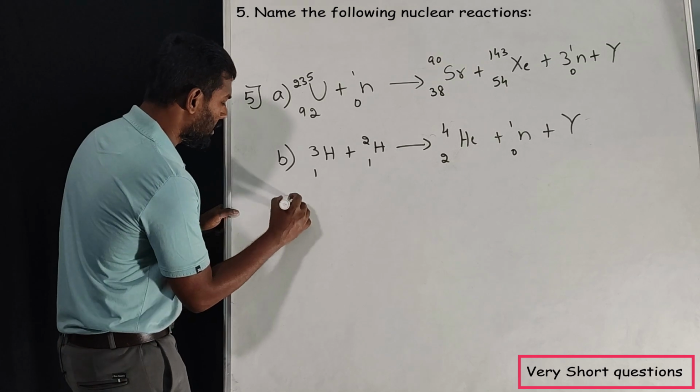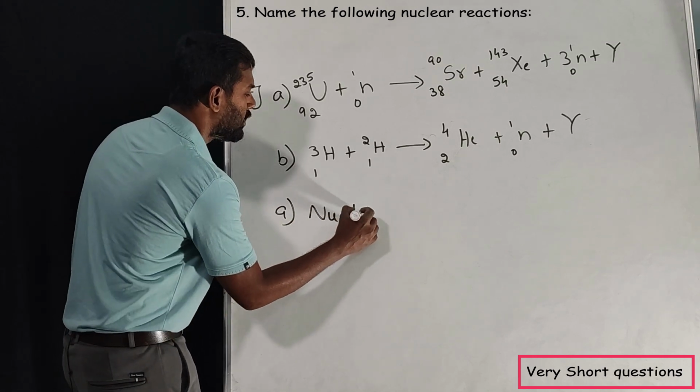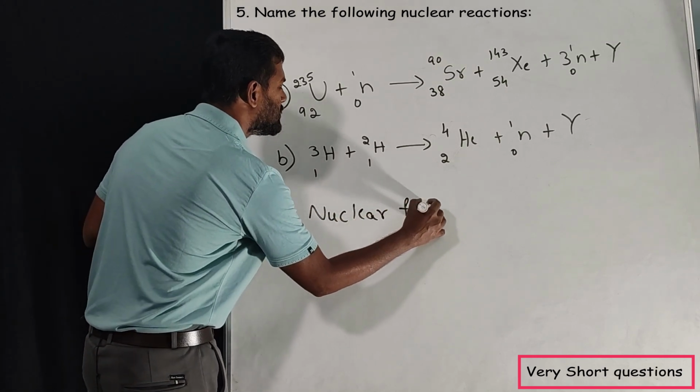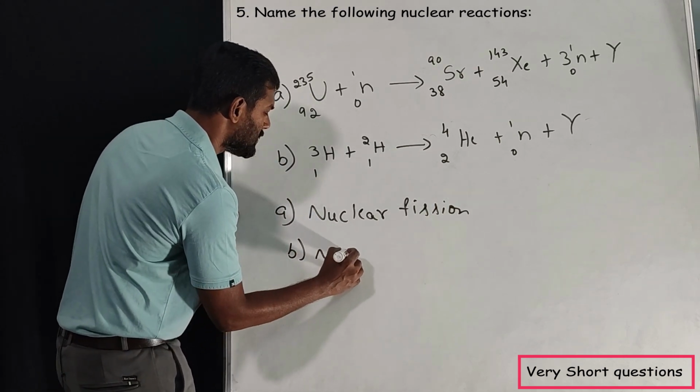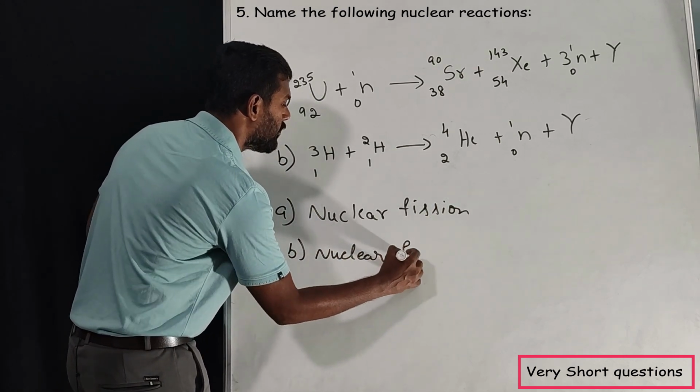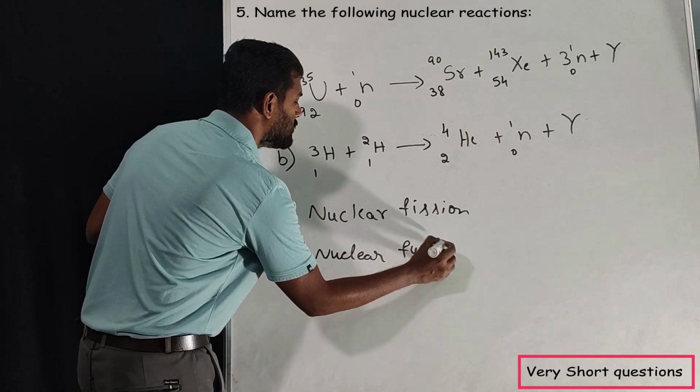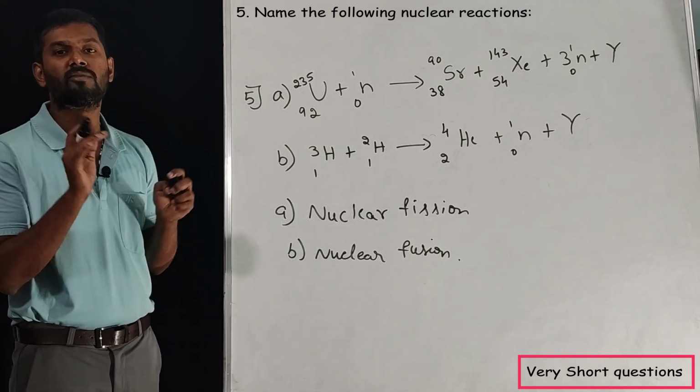So A is nuclear fission and B is nuclear fusion. So this is how you identify the equations.